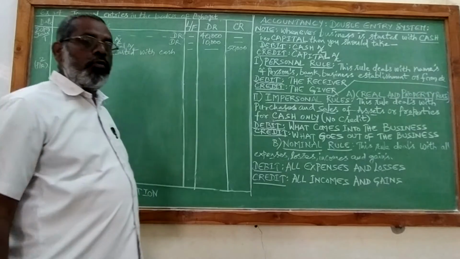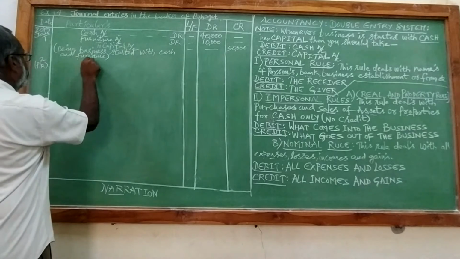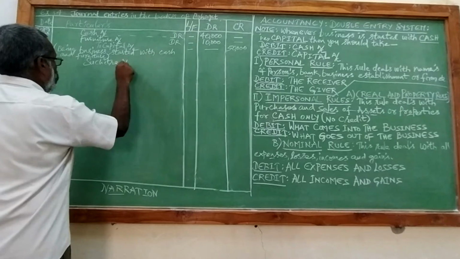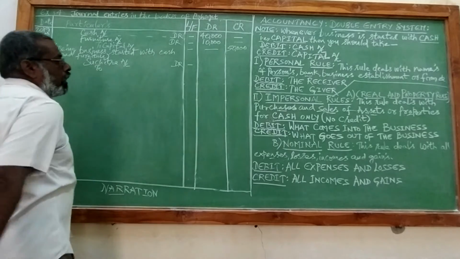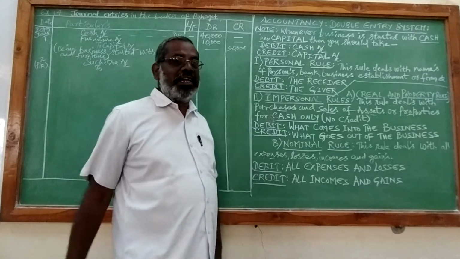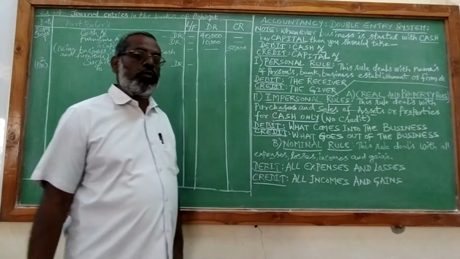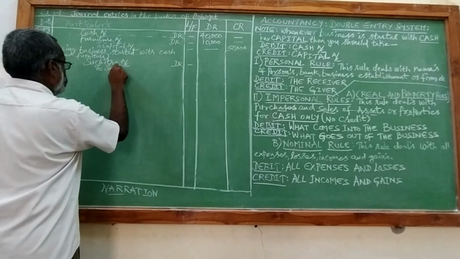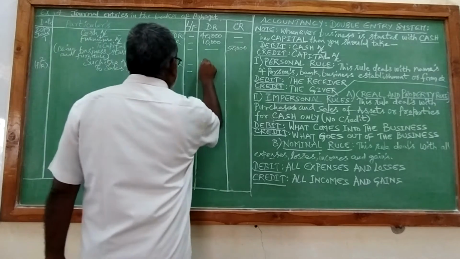When we are selling goods to Suchitra, who is the receiver? Suchitra is the receiver. And credit is the giver. What we are giving is goods in the form of sales. Whenever you purchase goods, you should take purchases, and whenever you sell goods, you should take sales. It is 20,000.